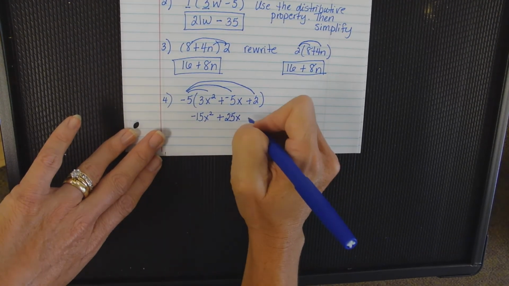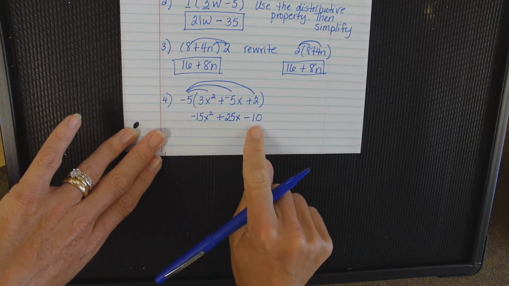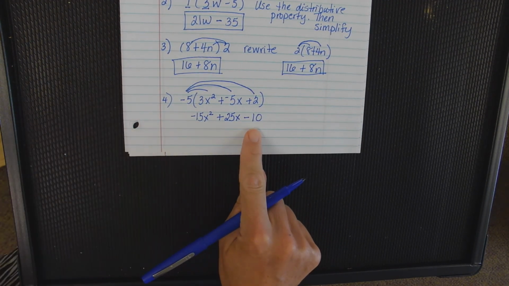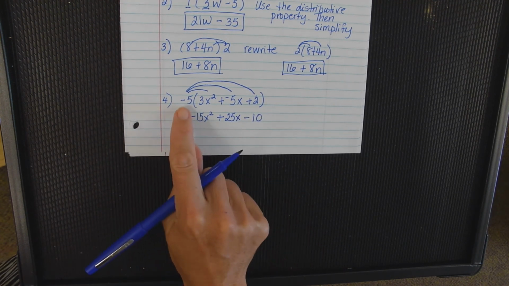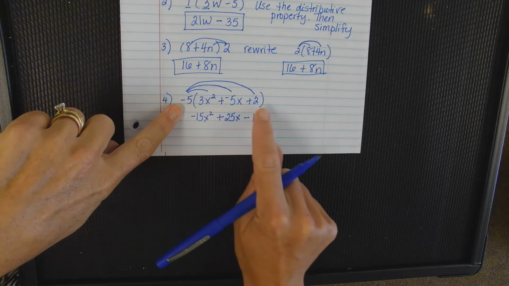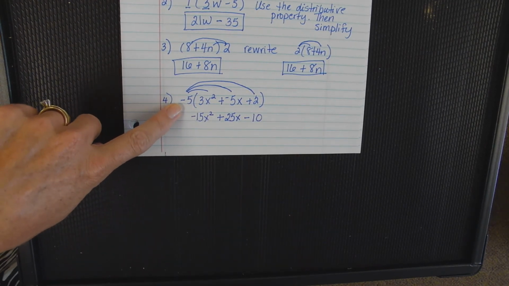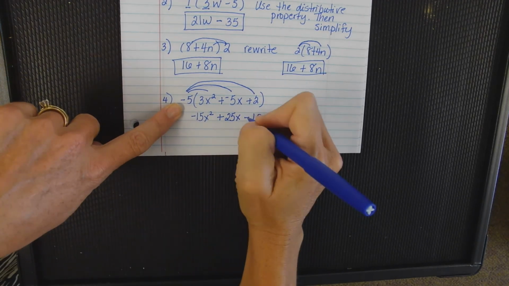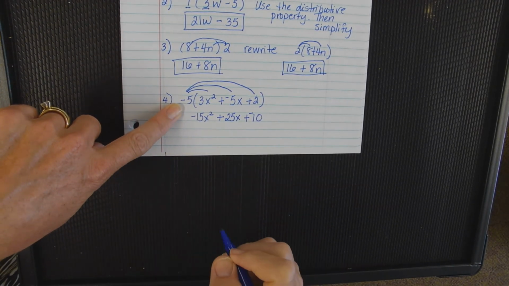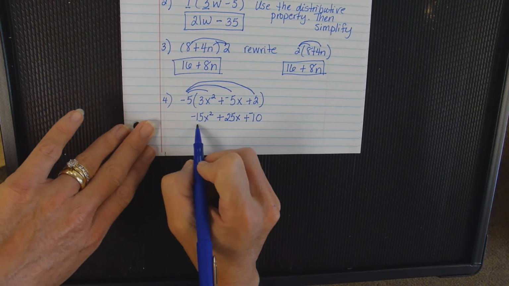-5 times +2 is -10. Now everybody look up here real quick. Okay, pencils down real quick. I want to make sure you're remembering your negatives. I have -5 times 2. I can either write -10 or that. Is everybody good with that? Okay. Here's my answer.